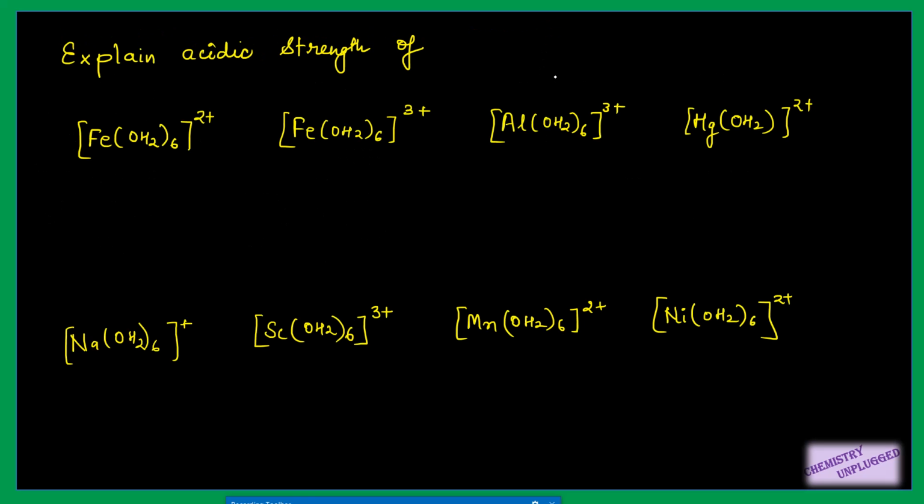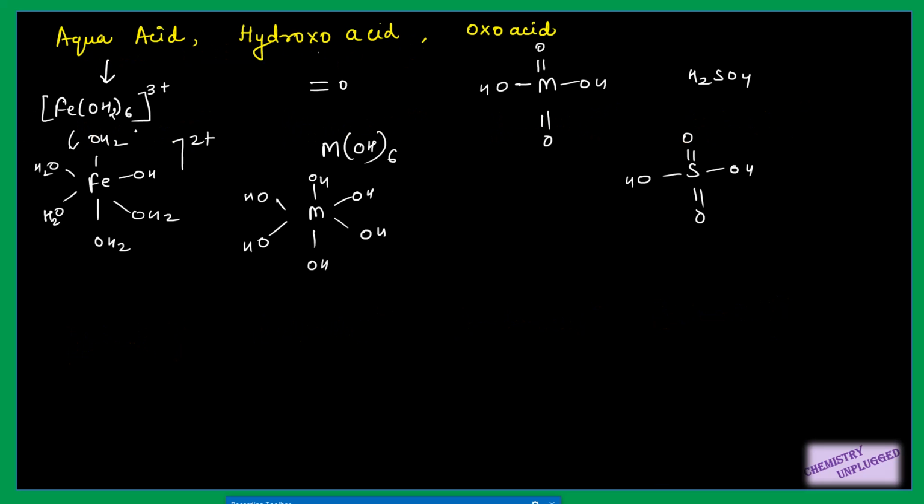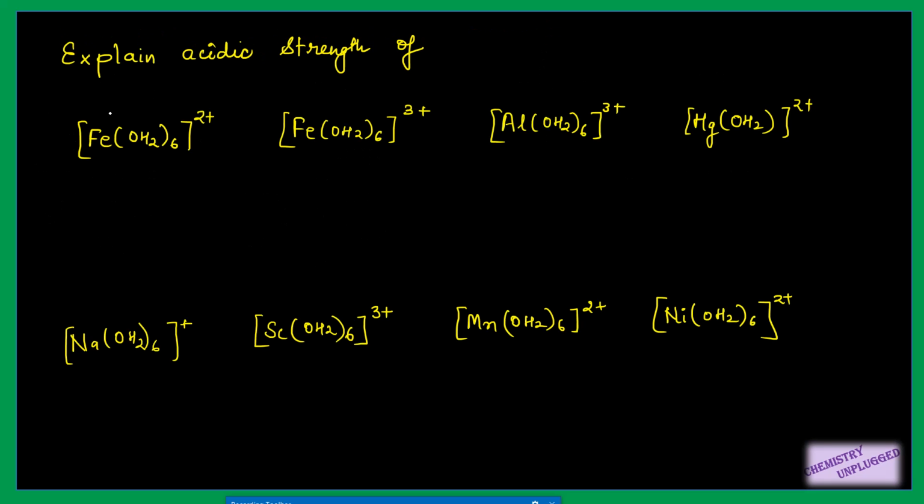Then next is the acidic strength of aqua acids. Aqua acids means those in which we have water molecules coordinated with the central metal atom, and then a proton will be donated from the water molecule. This is called your aqua acid.